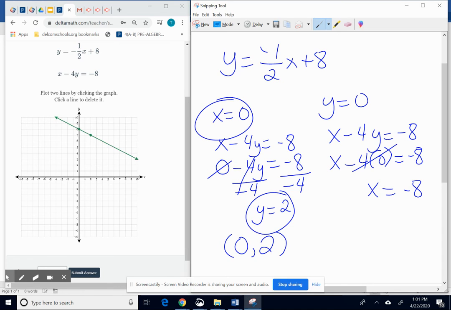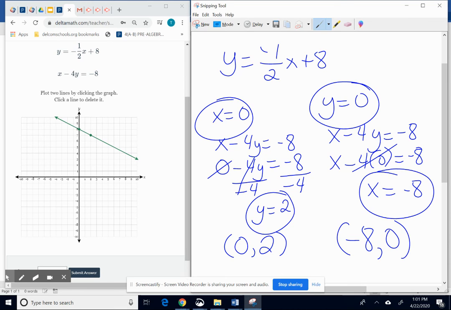So for my second point, I know that my y-coordinate is 0 and my x-coordinate is negative 8. I'm going to put negative 8 in the first position of my point. The x-coordinate comes first, the y-coordinate comes second. So all I need to do is graph these 2 points, (0, 2) and (negative 8, 0).